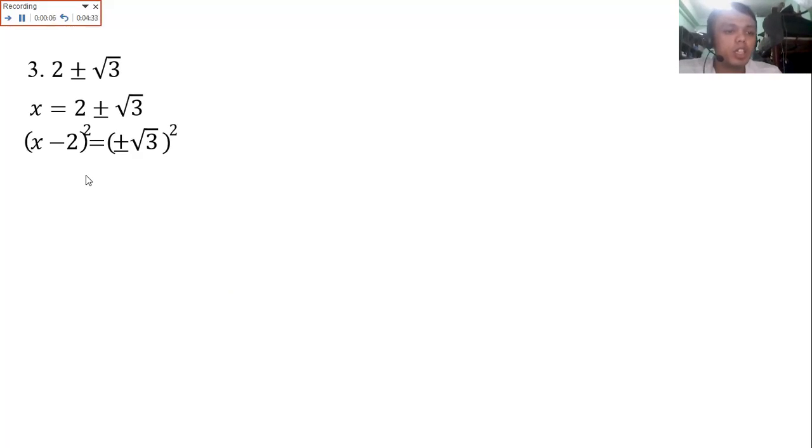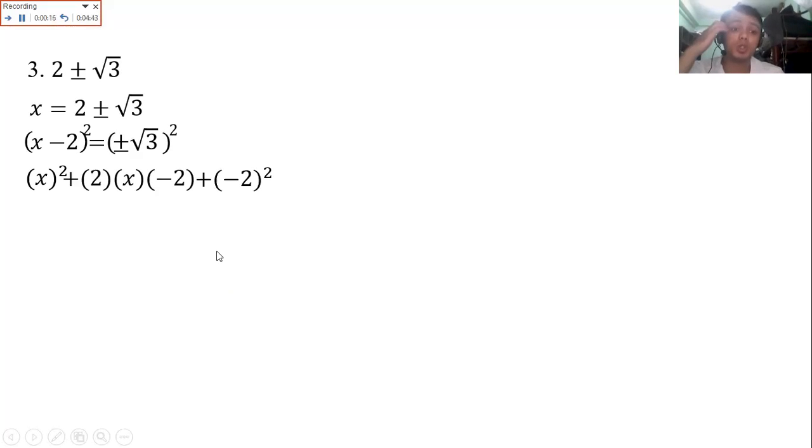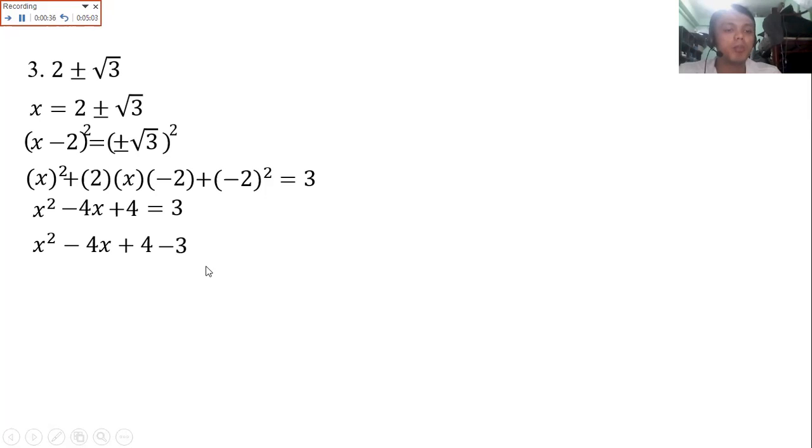Then, square natin x minus 2. We have x raised to 2 plus 2 times x times negative 2 plus negative 2 squared equal to 3 na lang. Tanggal na yung square root. Siyempre, pag natanggal yung square root, tanggal na rin itong plus or minus. Then x raised to 2 is x squared. 2 times x times negative 2 is negative 4x. Negative 2 squared is positive 4 equal to 3. Then transpose 3 to the other side, making x squared minus 4x plus 4 minus 3 equal to 0. Then 4 minus 3 is 1. Now the quadratic equation is x squared minus 4x plus 1 equal to 0.